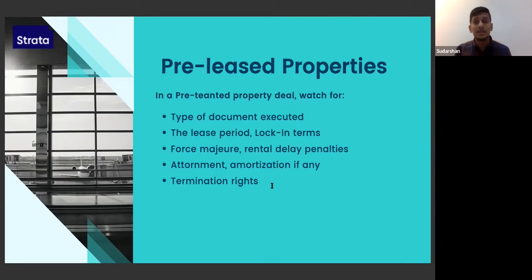So all these things, there are enough and more precedents in the court of law with respect to the implementation of these respective provisions, and that is why these are very, very important points which you need to look at before you acquire any pre-leased assets.